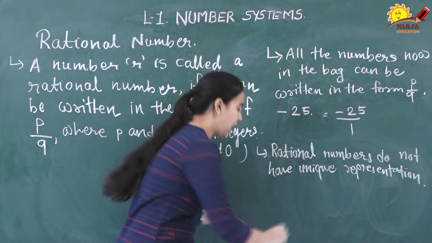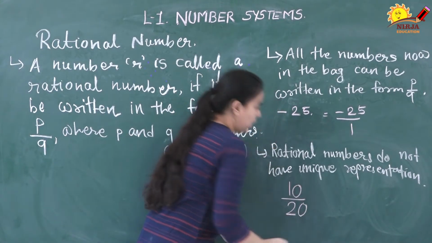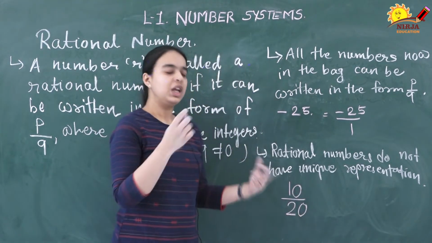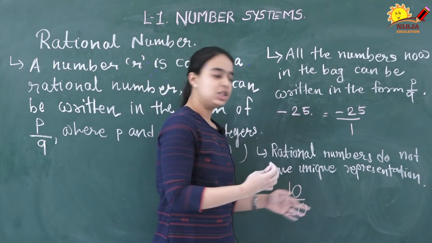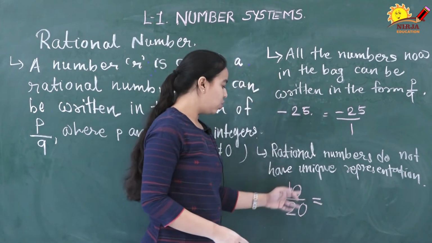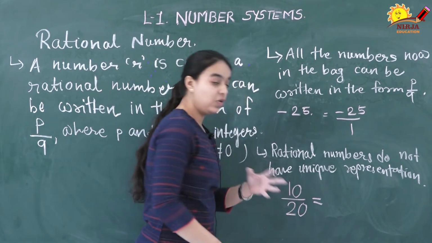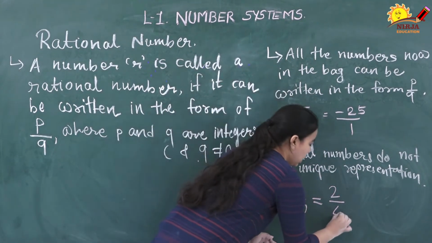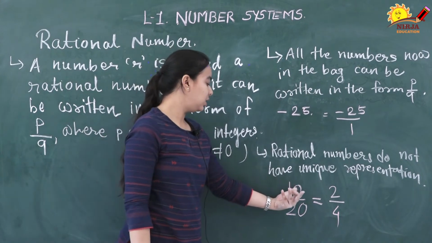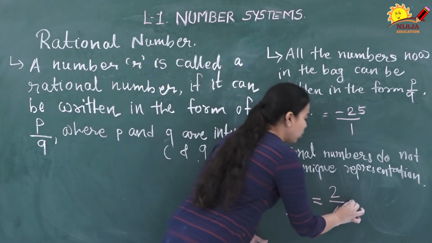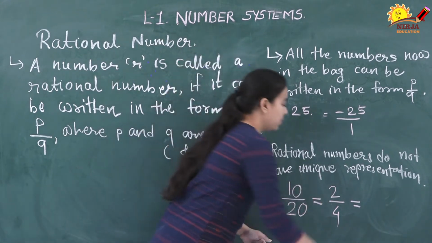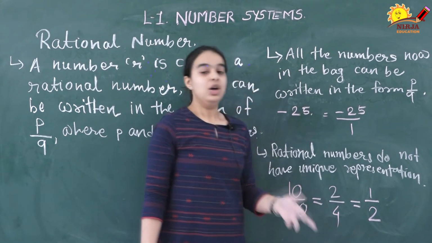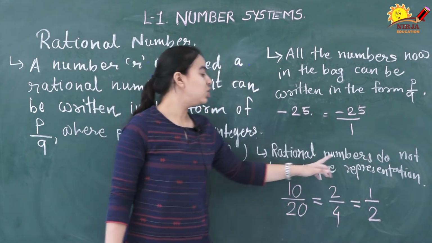Next thing is rational numbers do not have unique representation. How? For example, I am taking one number 10/20. Is this a rational number? Yes. Why? Because I have written this number in the form of p by q. If I write this number in the smallest terms, both numbers have 5 as a common factor. So if I divide by 5, 5 2s are 10 and 5 4s are 20. So I can also write 10/20 as 2/4. Again, in the smallest form, it can be written as 1/2, as both numbers have 2 as a common factor. So rational numbers do not have unique representation.